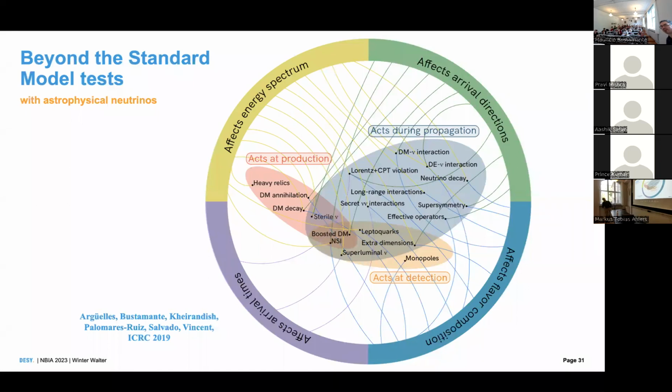And there are different types of beyond the standard model physics models, which you find here, classified into acting during propagation, production, and detection. And then there are a lot of curves connecting these two different points, which are, I guess, educated guesses of how this could be connected, but I don't know if there's a systematics in that. Maurizio can probably answer that if you ask him later.